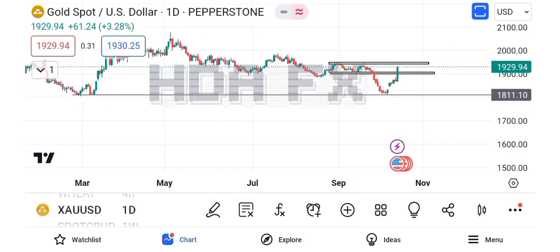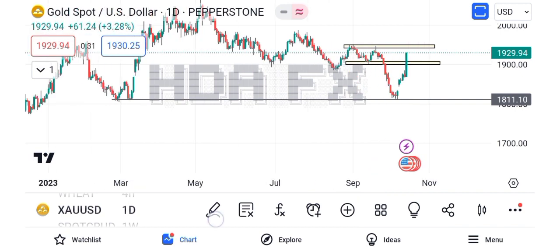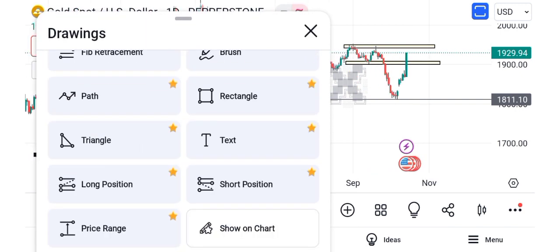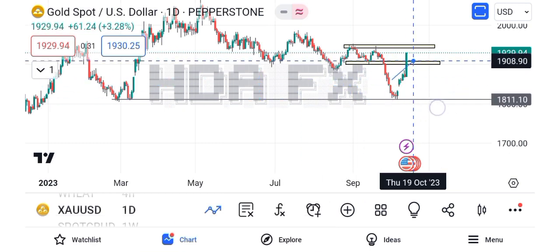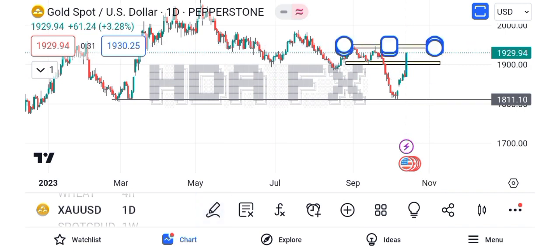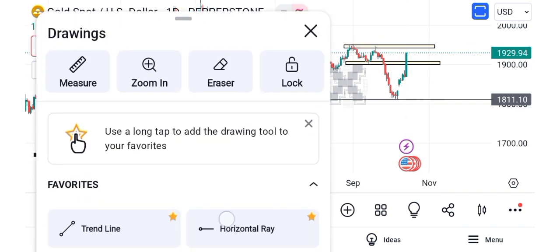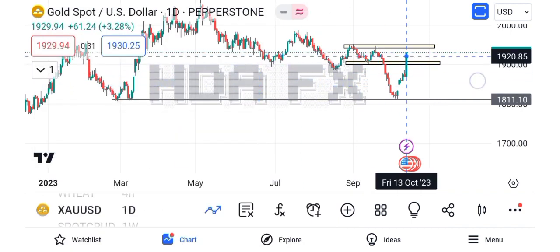So now on gold, we can see that gold is very bullish, and now we have these key zones here. We have this key zone here and another key zone here. So now this is what I want to see on gold. Actually, I don't know where gold will be moving to. I don't know whether gold will be moving up or downward.